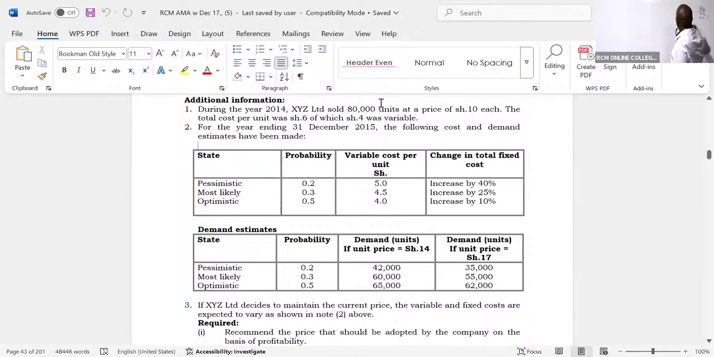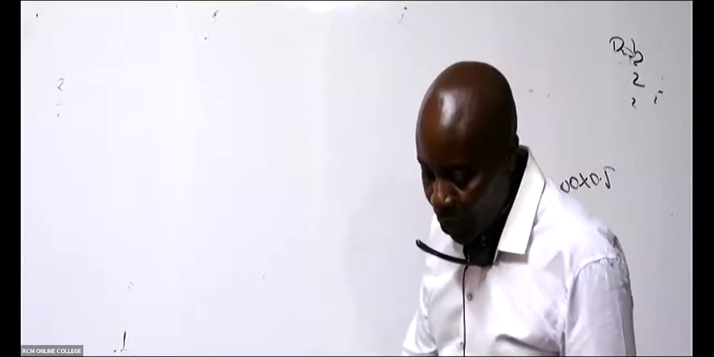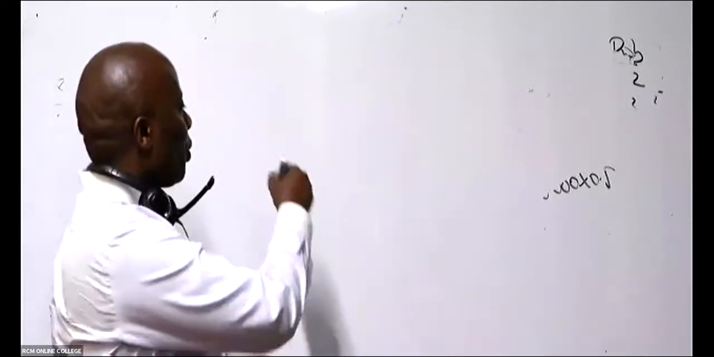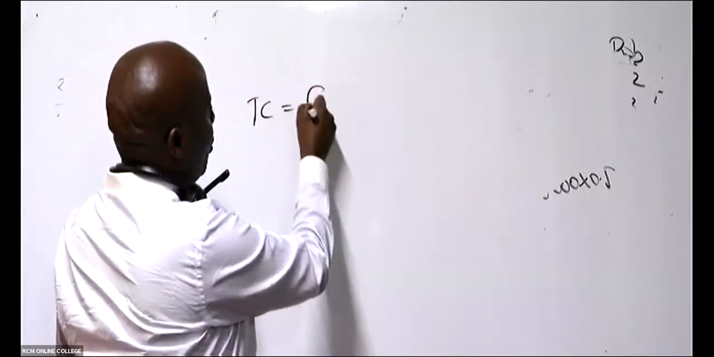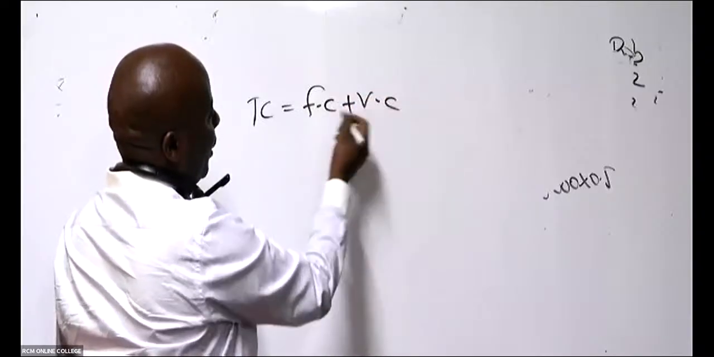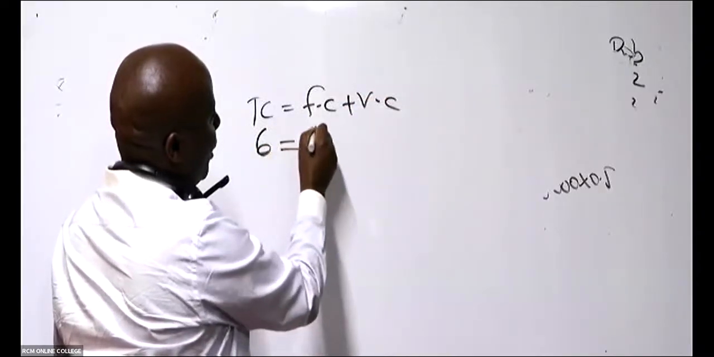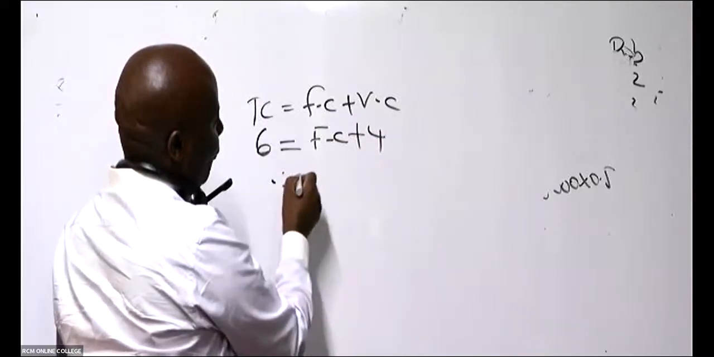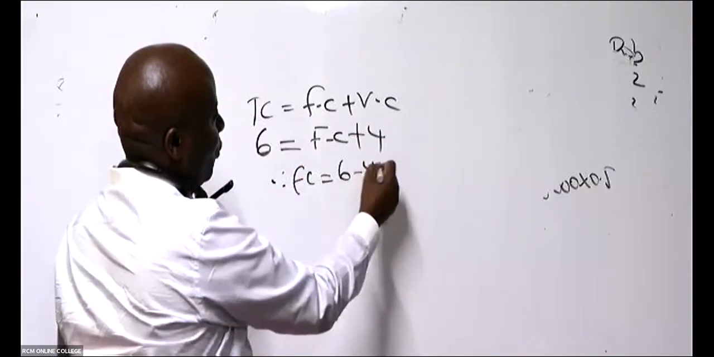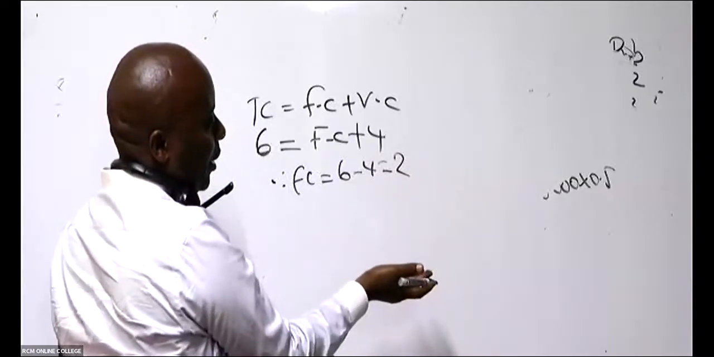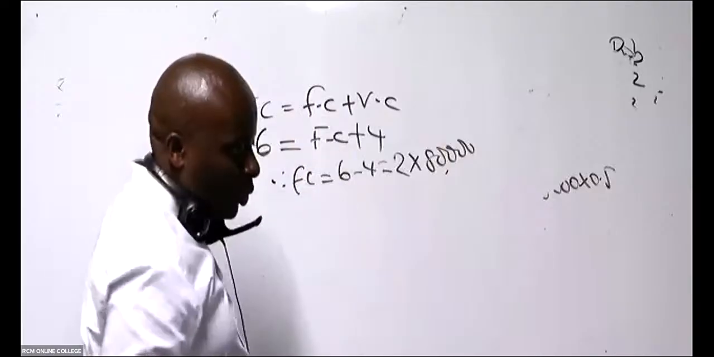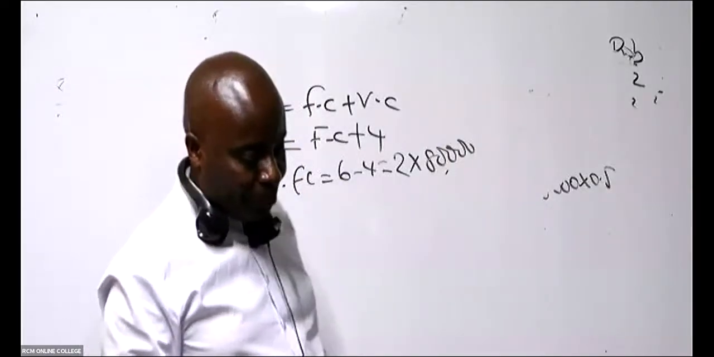Now, if you look at this, we know that our total cost is fixed cost plus what here, somebody? And the total cost is 6. Fixed cost we don't have. They have told us variable cost is 4. Therefore, fixed cost will be 6 minus 4, 2 per unit. So times the current production to get total fixed cost. I hope that is helpful.